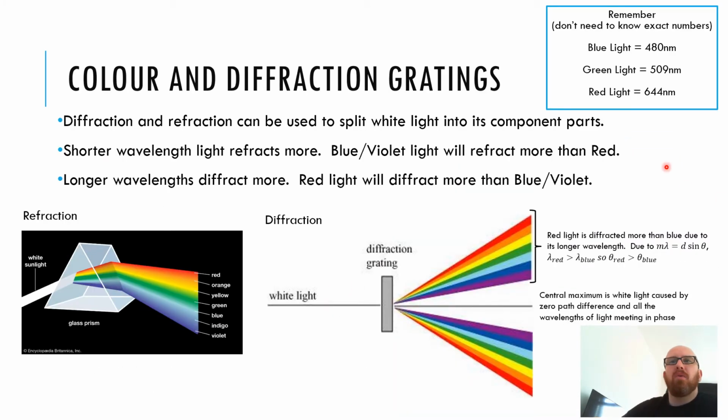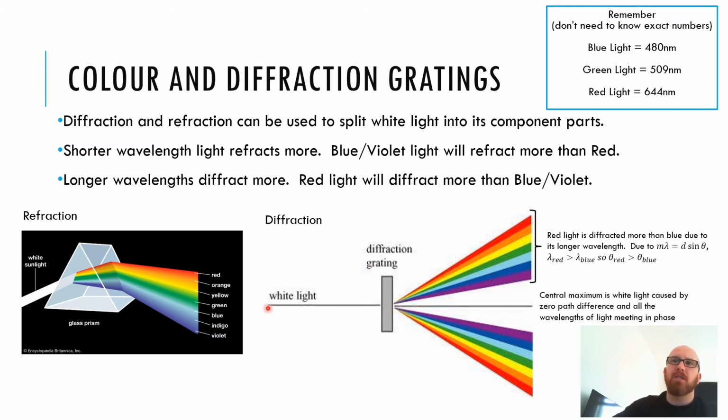Okay, now we need to know a little bit more about colour and diffraction gratings. So what if we don't use a single colour light source, a monochromatic light source such as a laser? What happens? Well, we know that from refraction, which is this one here, that if you put white light in, we can turn it into a spectrum. We can turn that white light into all its component parts from red all the way through to violet. We can do something similar with diffraction as well. So this is refraction working, this is diffraction working.